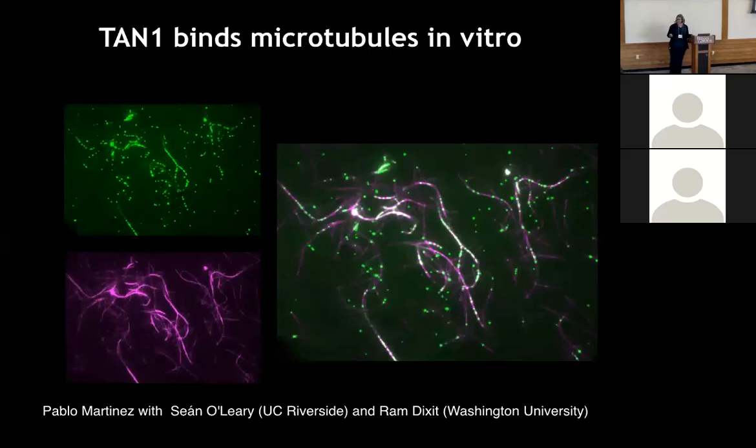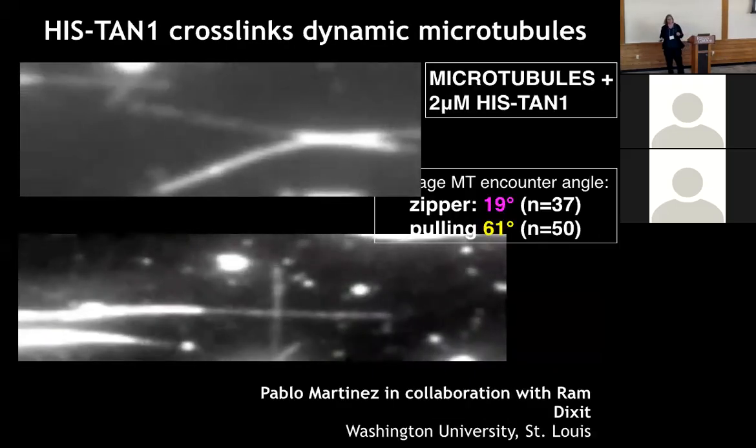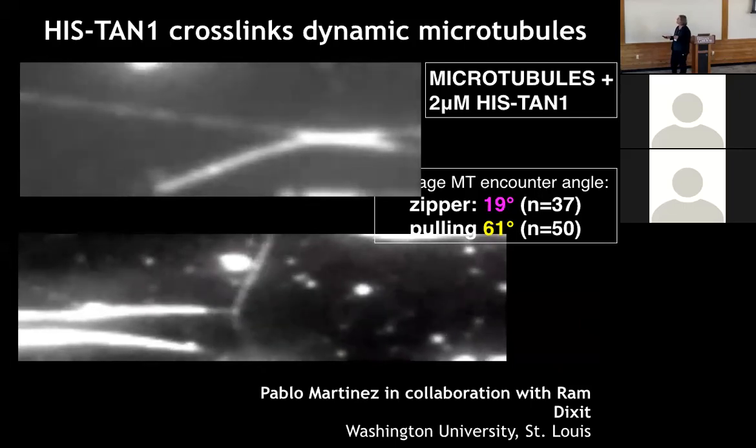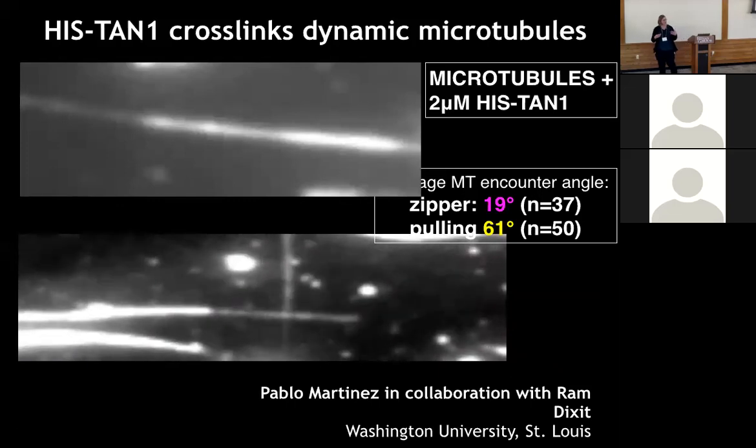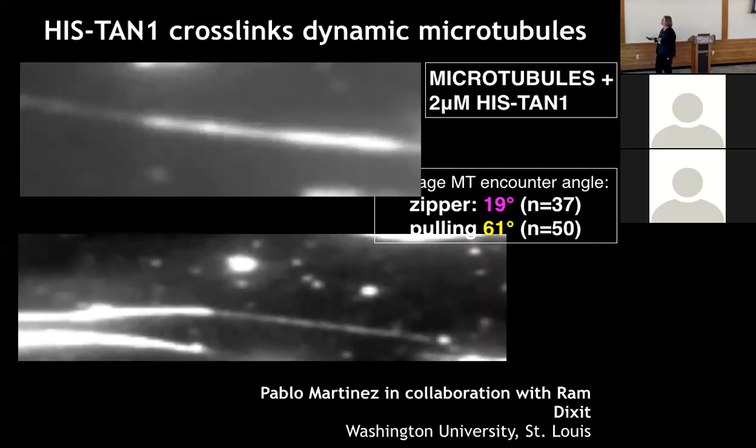And the really interesting thing is when we add tangled to dynamic microtubules, so these are growing in vitro again, they're growing and falling back as microtubules do. They grow and they collapse. What I want you to look at here is cross-linking, okay? When we add tangled to microtubules, we see this unexpected behavior, which is cross-linking or bundling of microtubules. So you saw that those were two.